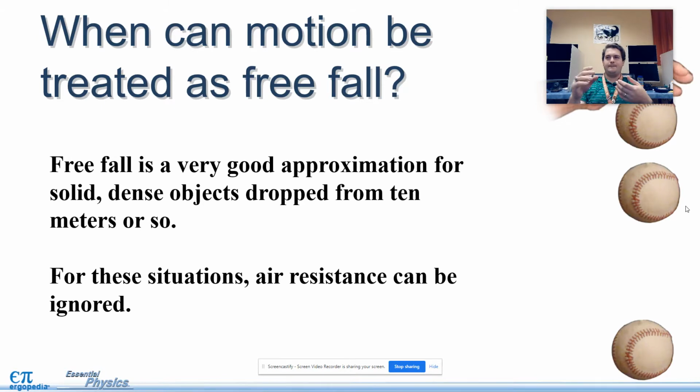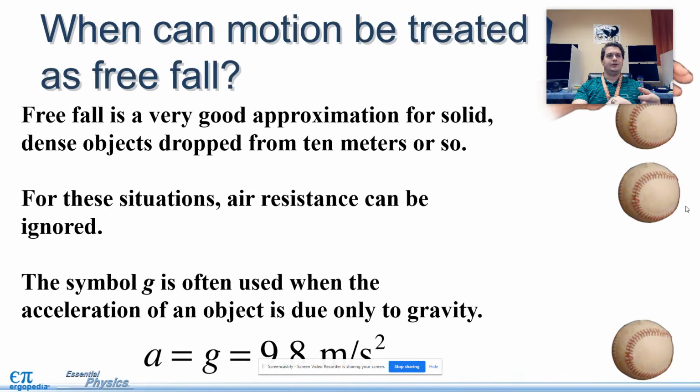So for just about everything we do, we're going to ignore air resistance as a value, okay? So you get a problem, unless it's asking you what could slow it down, air resistance, just ignore it, okay? So free fall is a good approximation of solid objects, we said. And the symbol g, like I mentioned earlier, is often used when the acceleration of an object is due only to gravity. So acceleration in free fall is g. And like I said, I tend to tell you it's a negative 9.8 meters per second squared, okay?